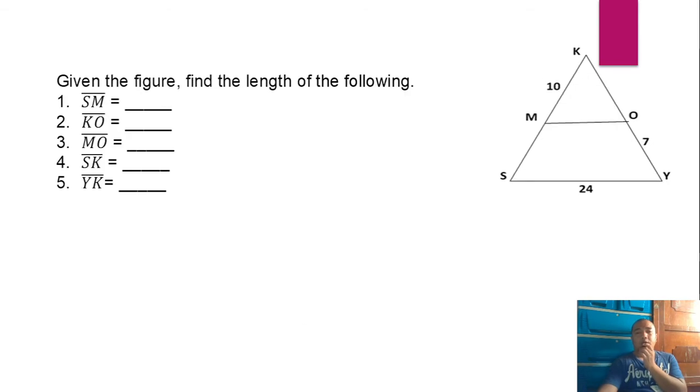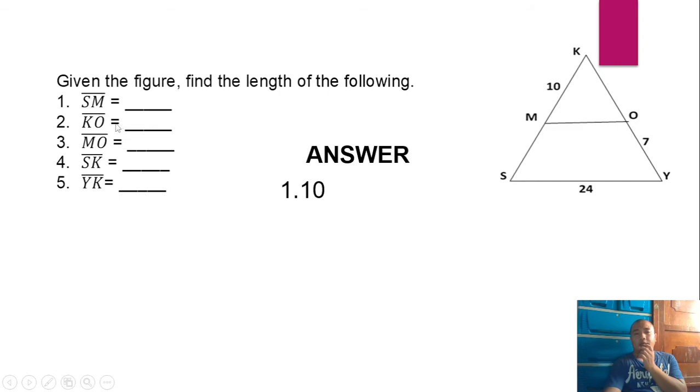Now, given the figure, find the length of the following. As you can see in the given, in triangle KSY, points M and O are midpoints of the segments SK and KY. So, if MK is 10, OY is 7, SY is 24, what is the length of number 1, SM? The answer is 10. They are equal because point M is the midpoint.